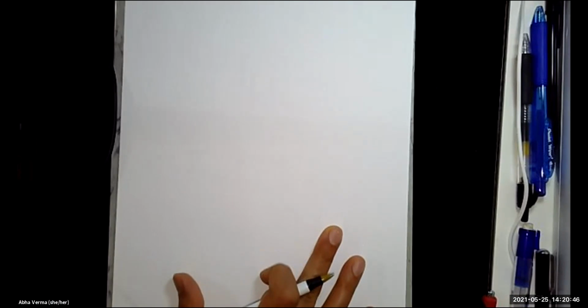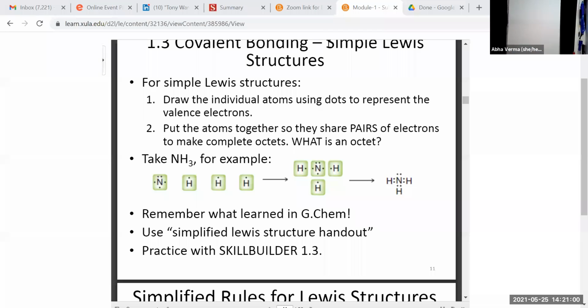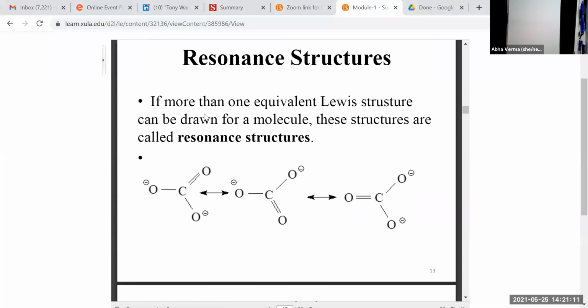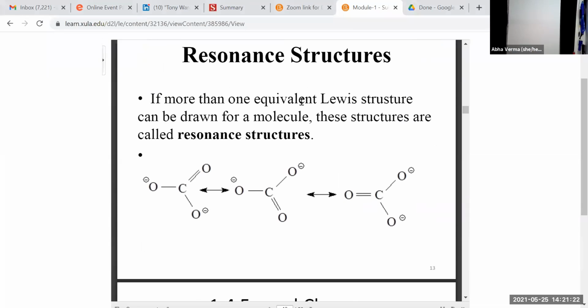So the different arrangements are what cause the constitutional isomers to form. We just talked a little bit about resonance structures. If you look on slide 13, I have also shown you separation of charges here. Okay, we will look at resonance structures in more detail when we get to module 3.